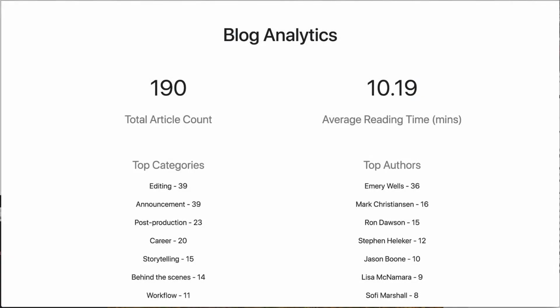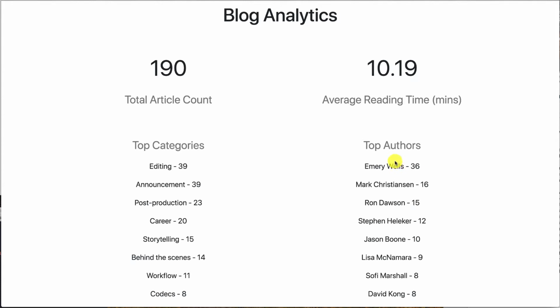It's always helpful to take a look at the end result before you get started. Here is the basic dashboard. We have the number of articles written. Then we have the average reading time of all the articles. Then we also have a list of the top 10 categories and top 10 authors.